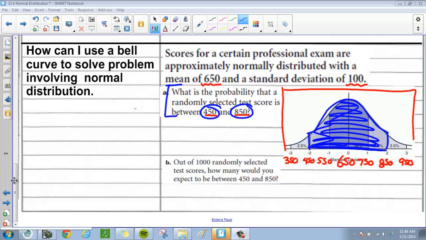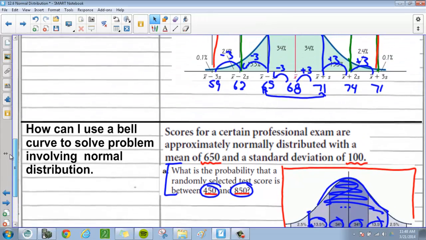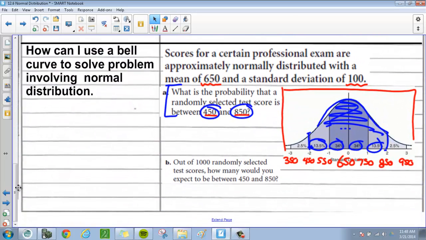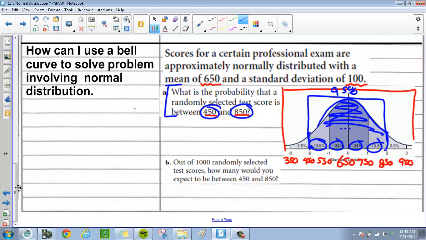Right here. Well, what you need to do is, first off, not highlight everything so you can't read the stuff like I did, but you just have to add all these up. So we have 13.5 plus 34 plus 34 plus another 13.5. And if we go up to the top, remember, between two standard deviations is actually 95% of the data. So in this situation, what's the probability that you randomly select a test score between this? Well, this plus this plus this plus this gives you 95%. So there's a 95% chance that you select a test score between 450 and 850.